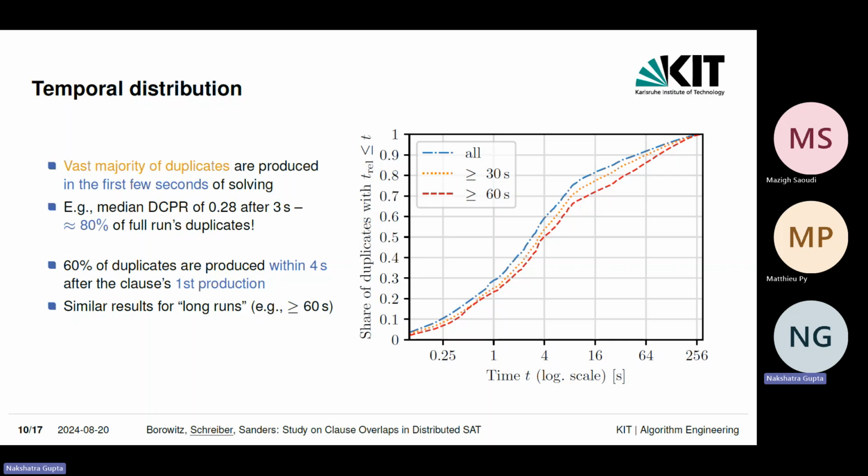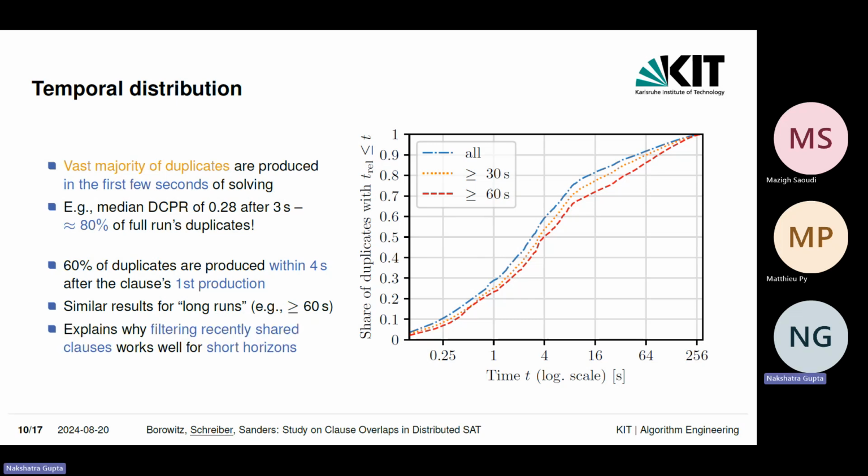Now you might think that this is only because most of our runs are very short, and that is true, many of our runs only take a few seconds. However, we also looked at this for instances which take at least a minute to solve, and the results are still similar. So still about 50% of the duplicates are produced within 4 seconds after the clause's first production.